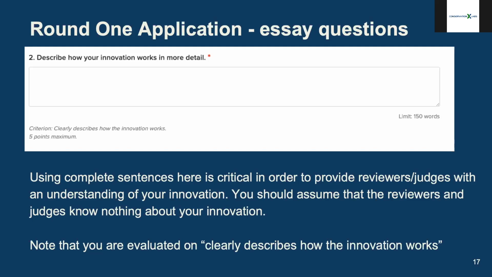You're going to be evaluated here on your ability to clearly describe how your innovation works and what your innovation is. And again, you should assume that the reviewers and the judges, those who are evaluating your applications, don't know anything about your application ahead of time.